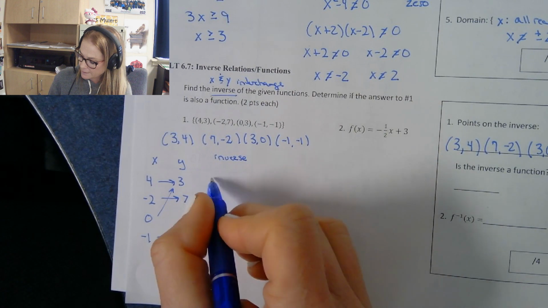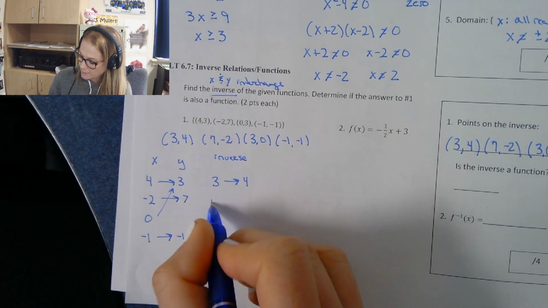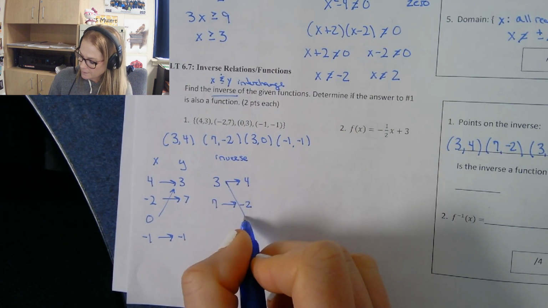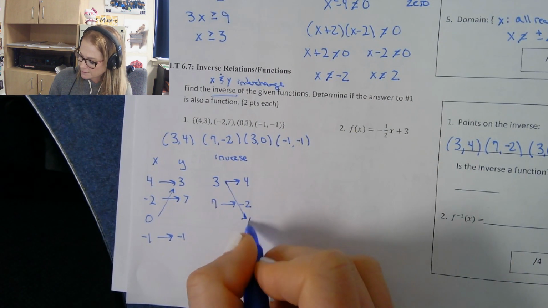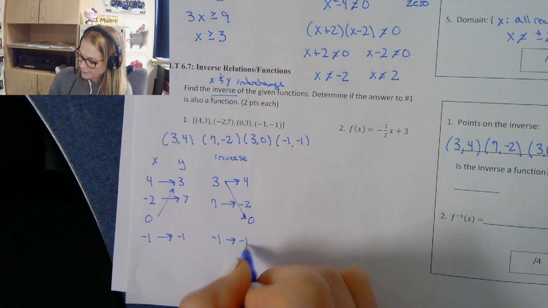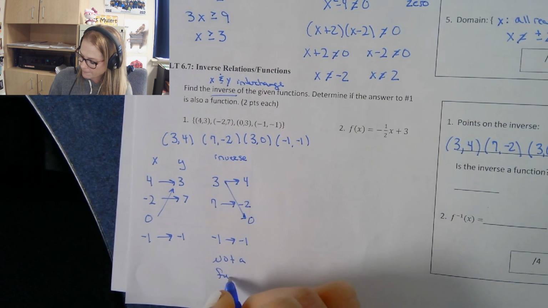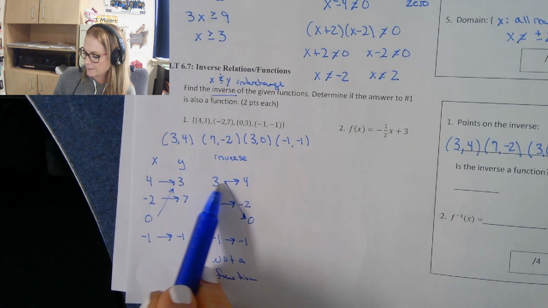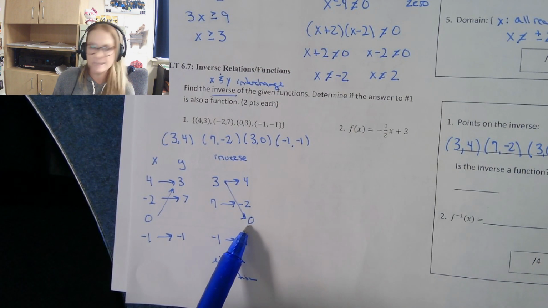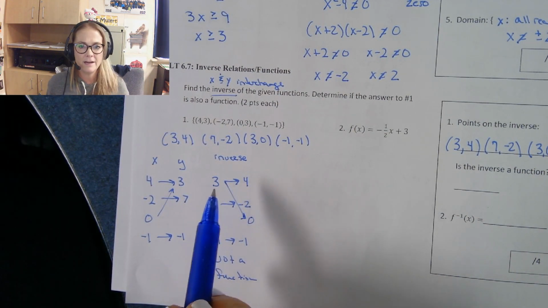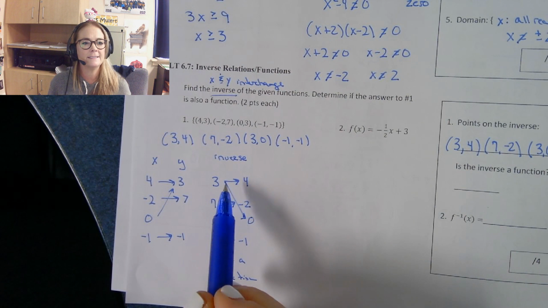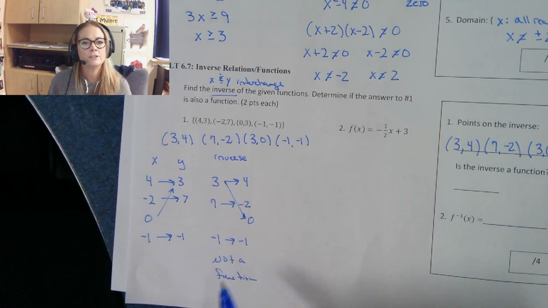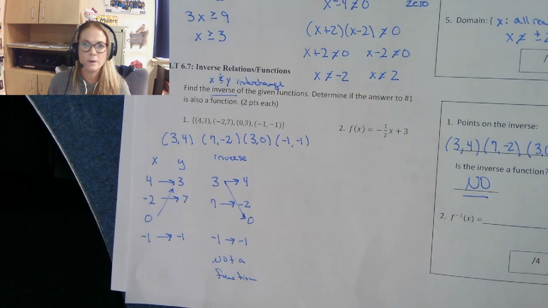So the inverse is 3 maps to 4, 7 maps to negative 2, and now 3 branches out to also go to 0, and then negative 1 to negative 1. This is not a function. You can converge, but you can't diverge. I can't have a 93 be an A and a 93 be a C. I would get emails about that. That's not fair. That's not right. It goes against the syllabus. So you can't have it diverge. You can have them converge to the same, but you can't have them branch out. So is the inverse a function? No.